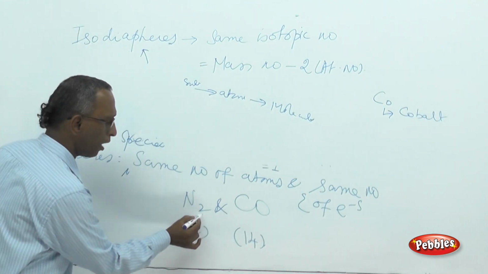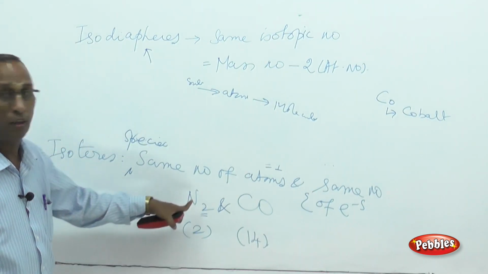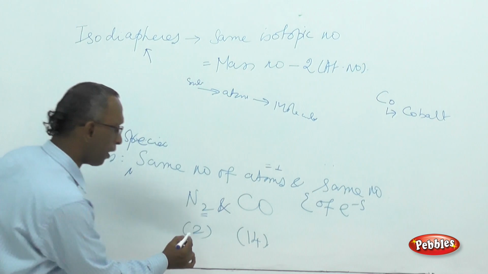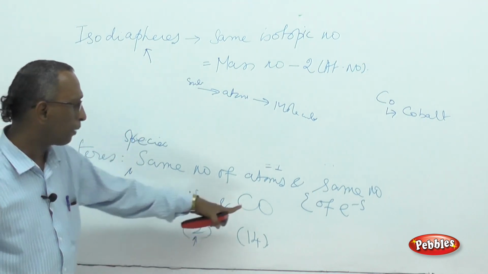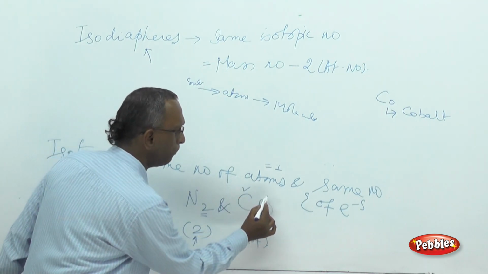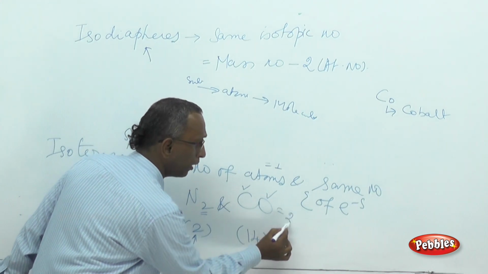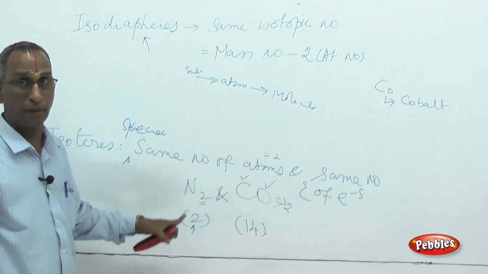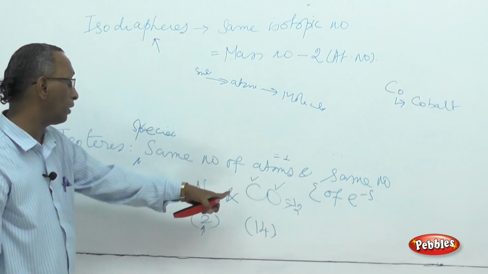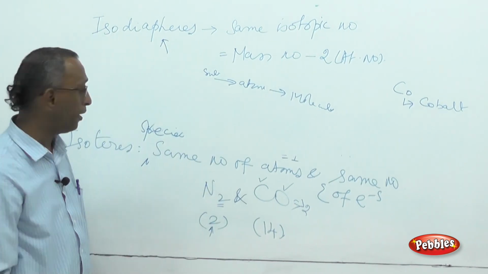In nitrogen there are two nitrogen atoms, N2, so the number of atoms is 2. Carbon monoxide has one carbon atom and one oxygen atom, so the total number of atoms is 2. It may contain different atoms, but the total number of atoms is 2. That is to be noted.